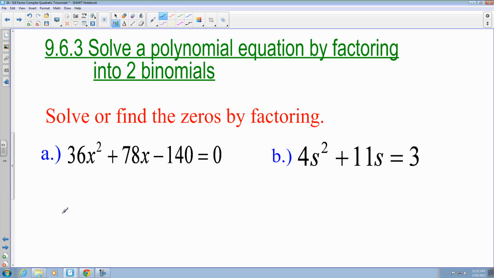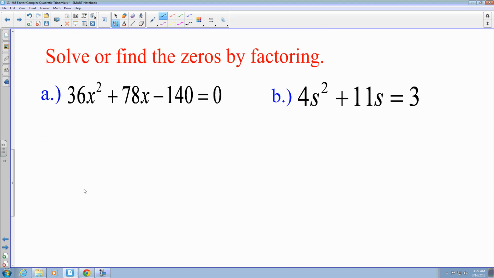Last thing we're going to do is solve polynomial equations by factoring. This is where we get to use the zero product property in order to solve it. So let's take a look. The first thing I'm going to do with this one is divide 2 into each term. So I'm going to go 18x squared plus 39x minus 70 equals 0.